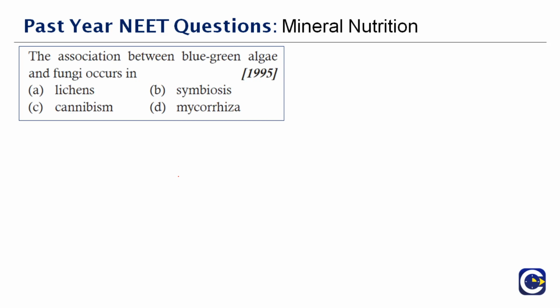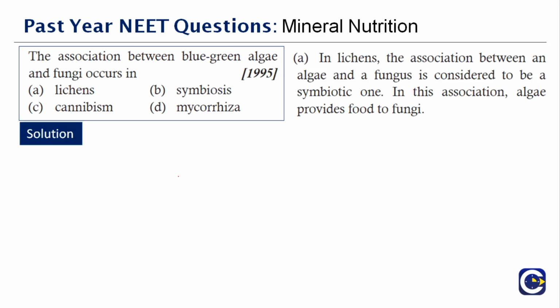Okay. Next question here. The association between blue-green algae and fungi occurs in dash. Just now I spoke about it in the earlier question. It is called lichens. That is, they don't affect each other. They take what they require from each other. They help each other and they live in a mutual relationship. That is what is called a symbiotic relationship in science. Therefore, the right answer is option A.